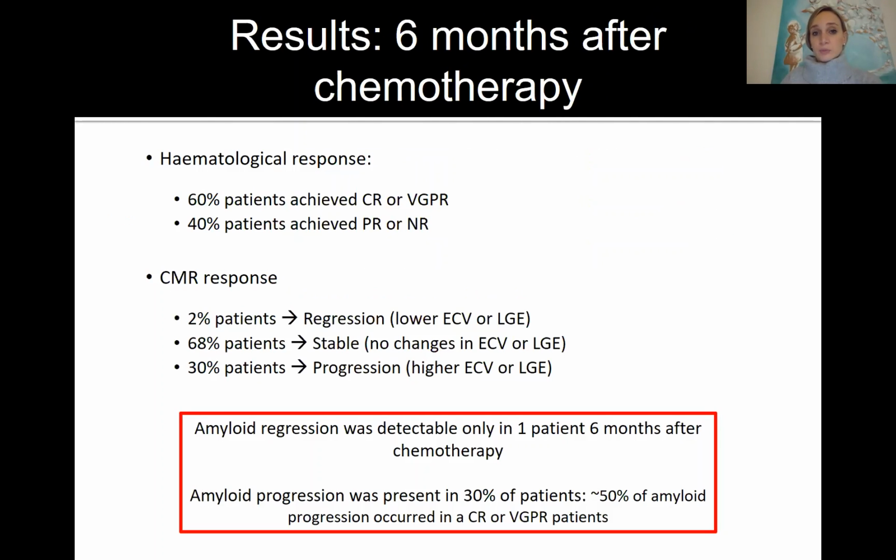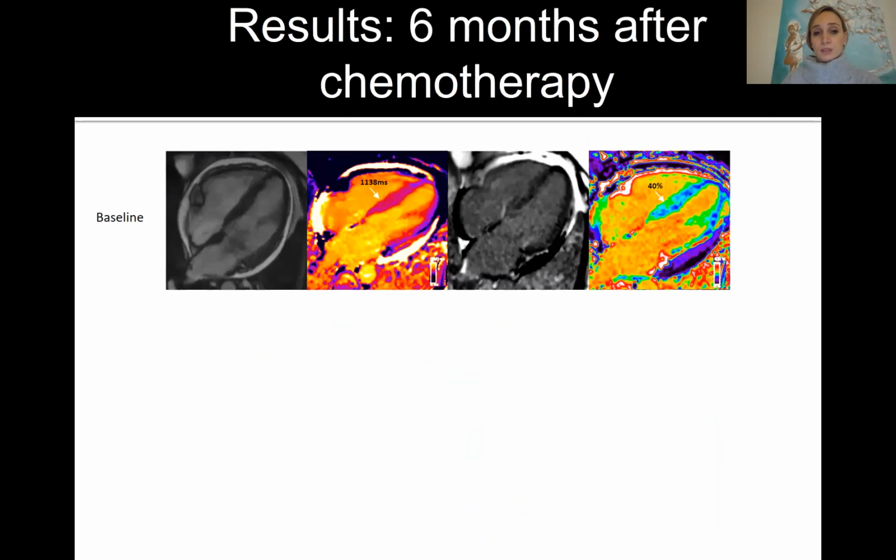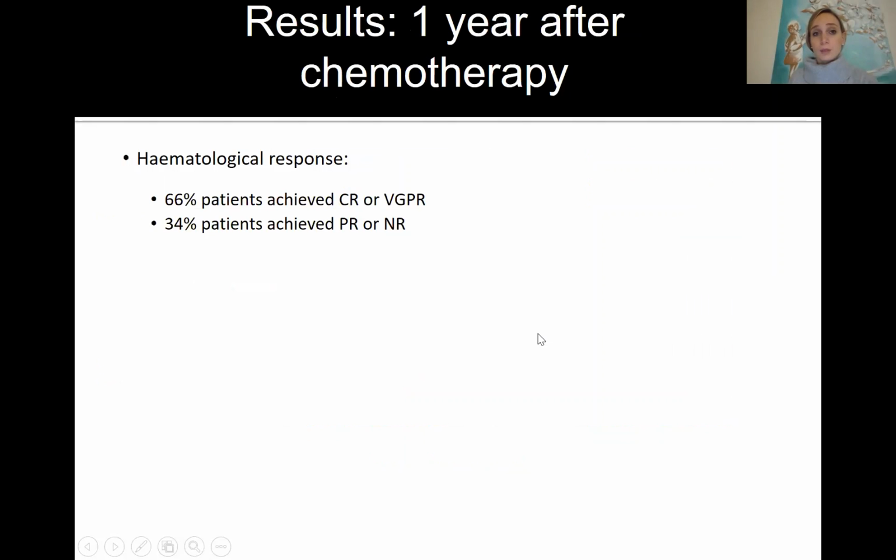And this is an example of progression. You can see that after 6 months, there is a significant decrease in ECV, so the myocardium becomes green, and also there is a significant change in the late gadolinium enhancement. What about 1 year? At 1 year, 66% of patients achieved a satisfactory hematologic response, and 34% didn't.